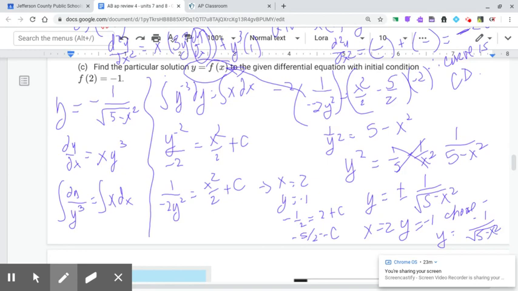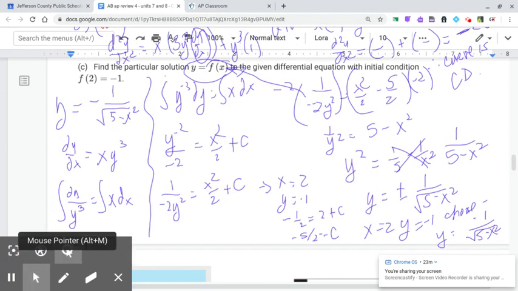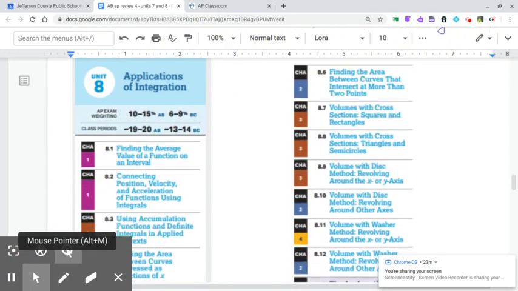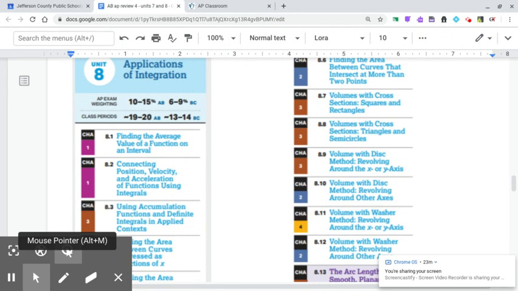All right, how'd that go? I hope you were successful. Let's switch directions to applications of integration. Here we go.